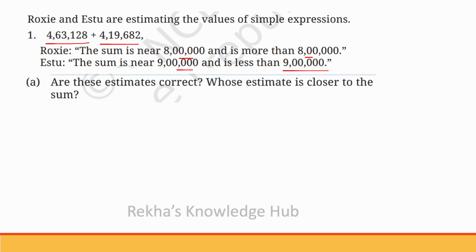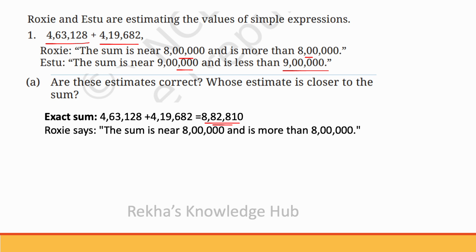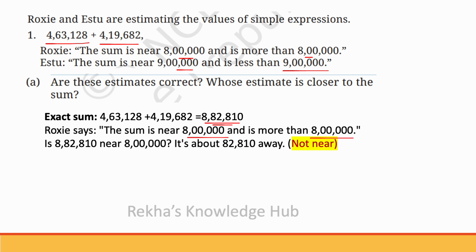See here, what is the exact sum? Exact sum is 4,63,128 plus 4,19,682. So we will get 8,82,810. Then what does Roxy say? Roxy says the sum is near 8 lakh and is more than 8 lakh. Is 8,82,810 near 8 lakh? It is not near. See, it is about 82,810 away. So it is not near.